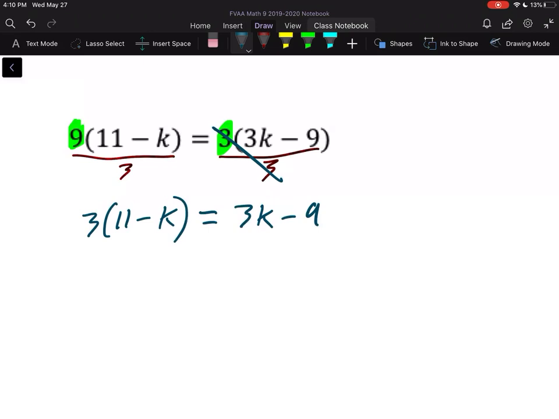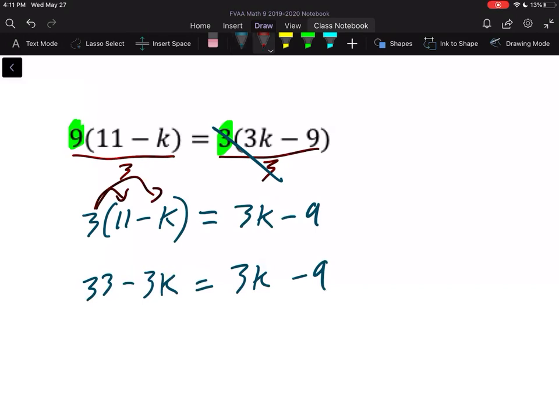In this situation, since we're dividing by, I'll distribute the 3 here into my brackets. So 3 times 11 is 33. 3 times negative k is negative 3k, is equal to 3k minus 9. Okay. Now here, you also want your variable to have a positive coefficient, not a negative coefficient.